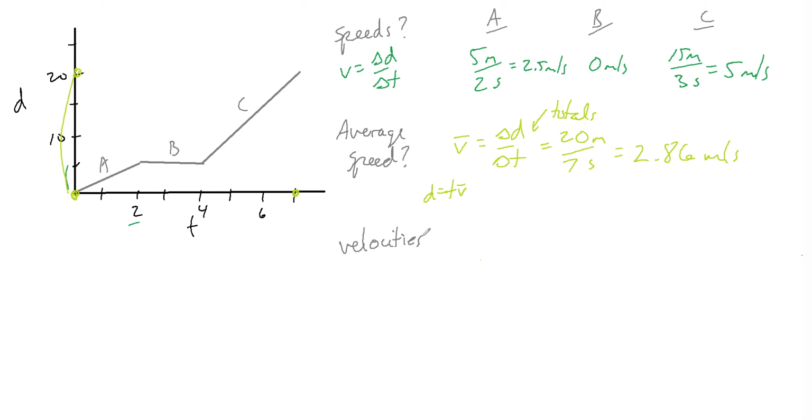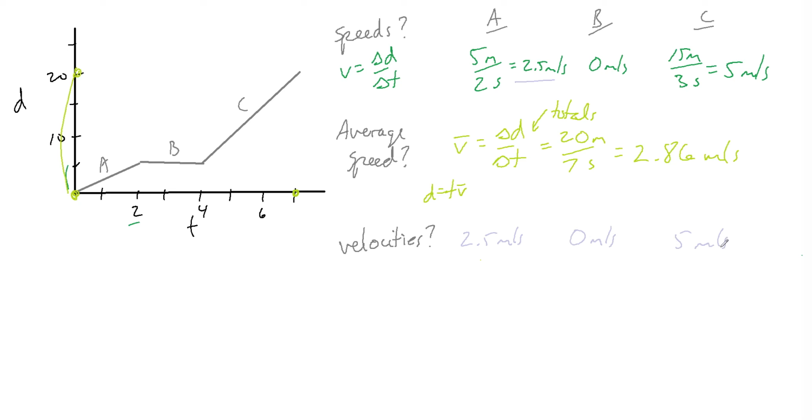Okay, now what if we took the exact same thing and I asked you what are the velocities for the 3 sections? Well, this is actually really, really simple. The velocity for the first part is 2.5 meters per second. It's the same as this, except I'm reading it as displacement instead of distance. The velocity for the second part is 0 meters per second. There's no difference. And for C, okay, it would be 5 meters per second. Now, of course, velocities have direction.